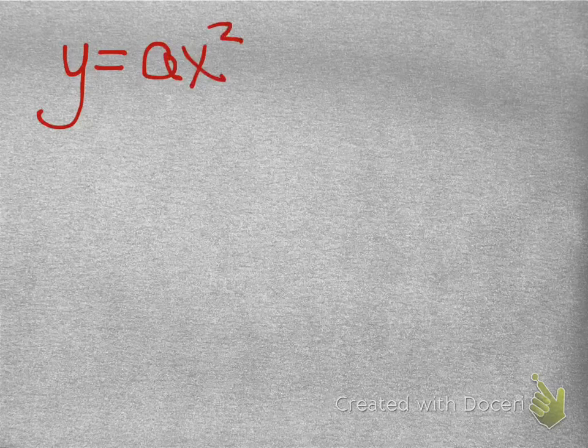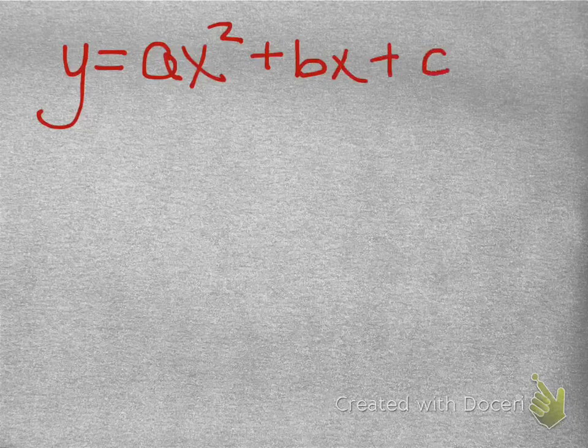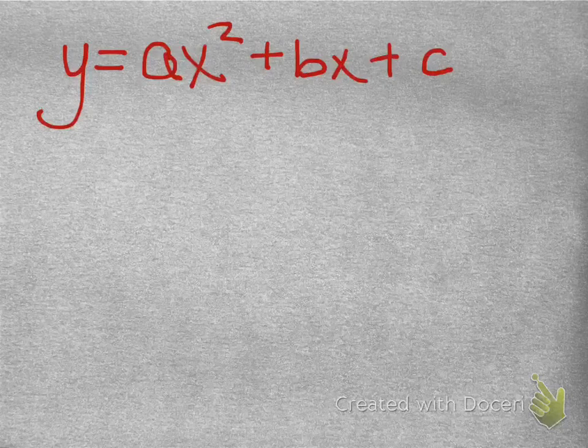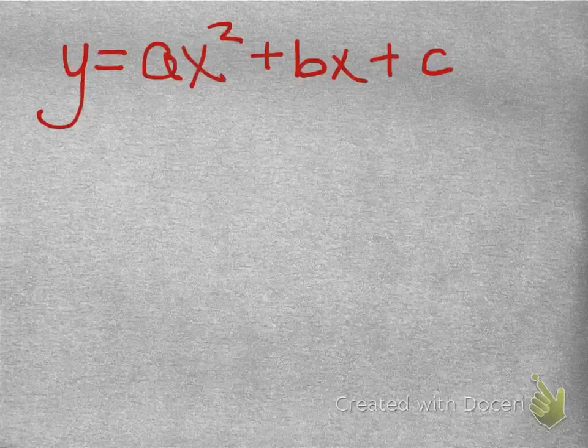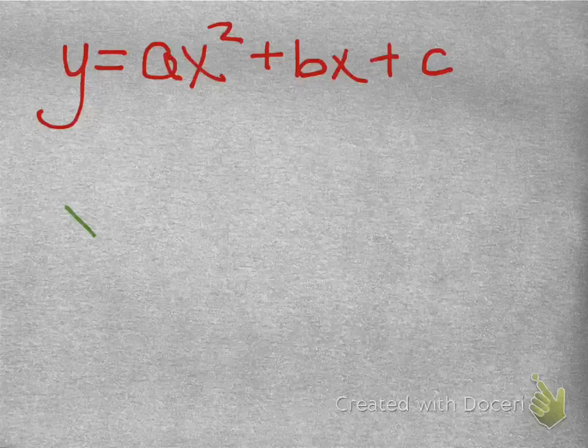The quadratic formula is generated from the quadratic equation y equals ax squared plus bx plus c. The quadratic equation allows us to solve for the x-intercepts and gives us the x values of where the graph of that function crosses the x-intercept, or the x-axis. This is the quadratic equation.